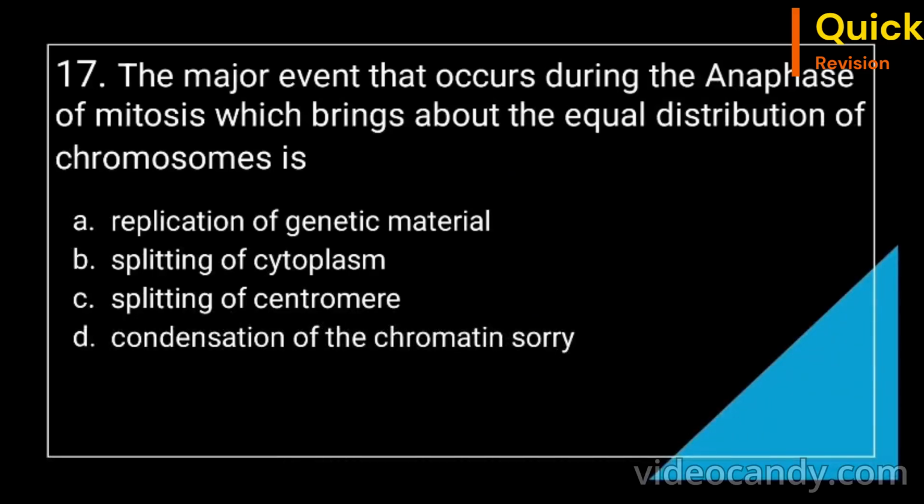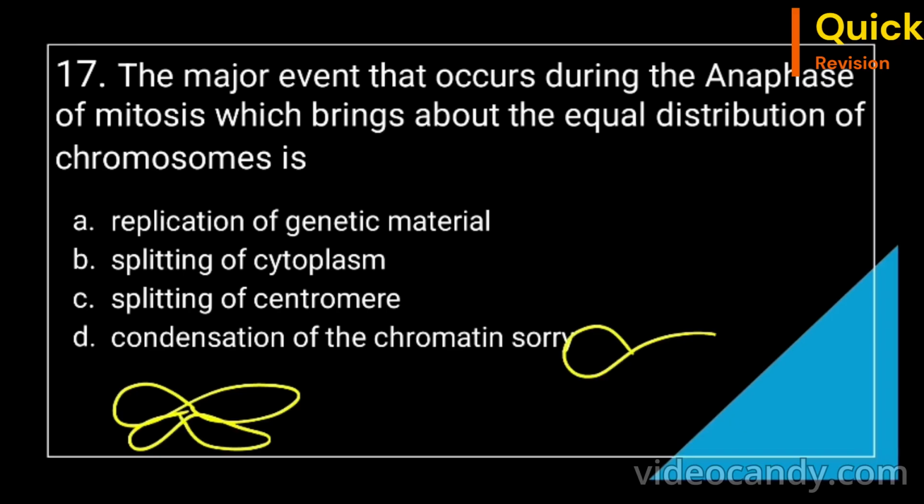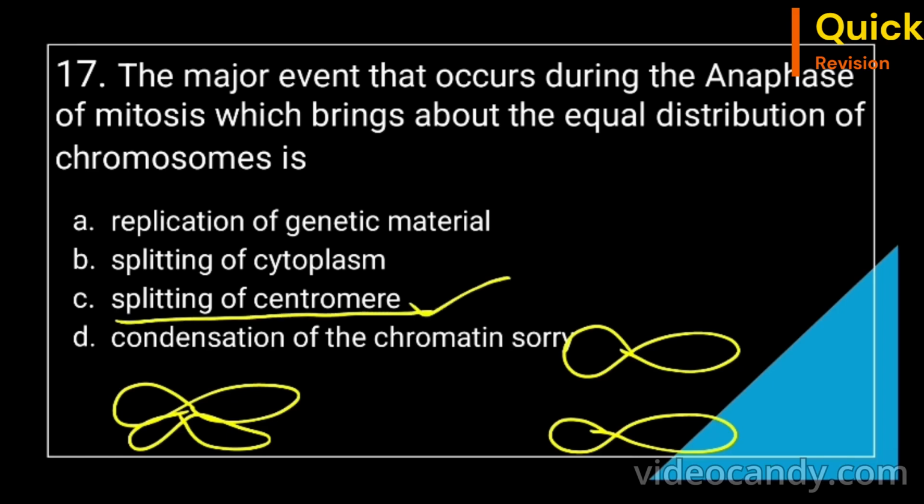17th question. The major event that occurs during the anaphase of mitosis which brings about the equal distribution of chromosomes is? In the previous question also we have seen that in metaphase we have chromatids joined together, whereas in anaphase they are separated. Why are they separated? It's because of the splitting of the centromere. So the correct answer is splitting of centromere.